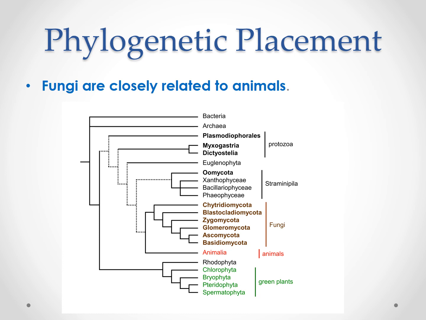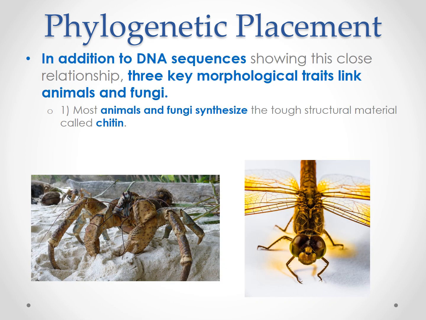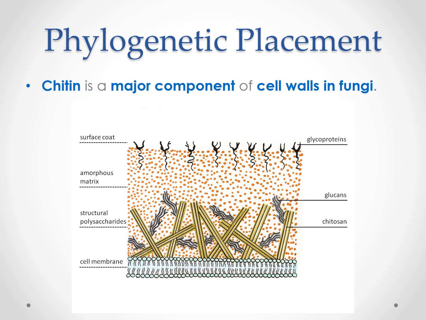So this is based on DNA evidence, but there is also morphological evidence that links these traits together. So we're going to talk about these pieces of morphological evidence. The first is that both fungi and animals synthesize a material called chitin. Chitin is found in the exoskeletons of arthropods, so crabs, lobsters, and of course insects have that tough exoskeleton, and that's composed of chitin. That chitin is also a major component of the cell walls in fungi.